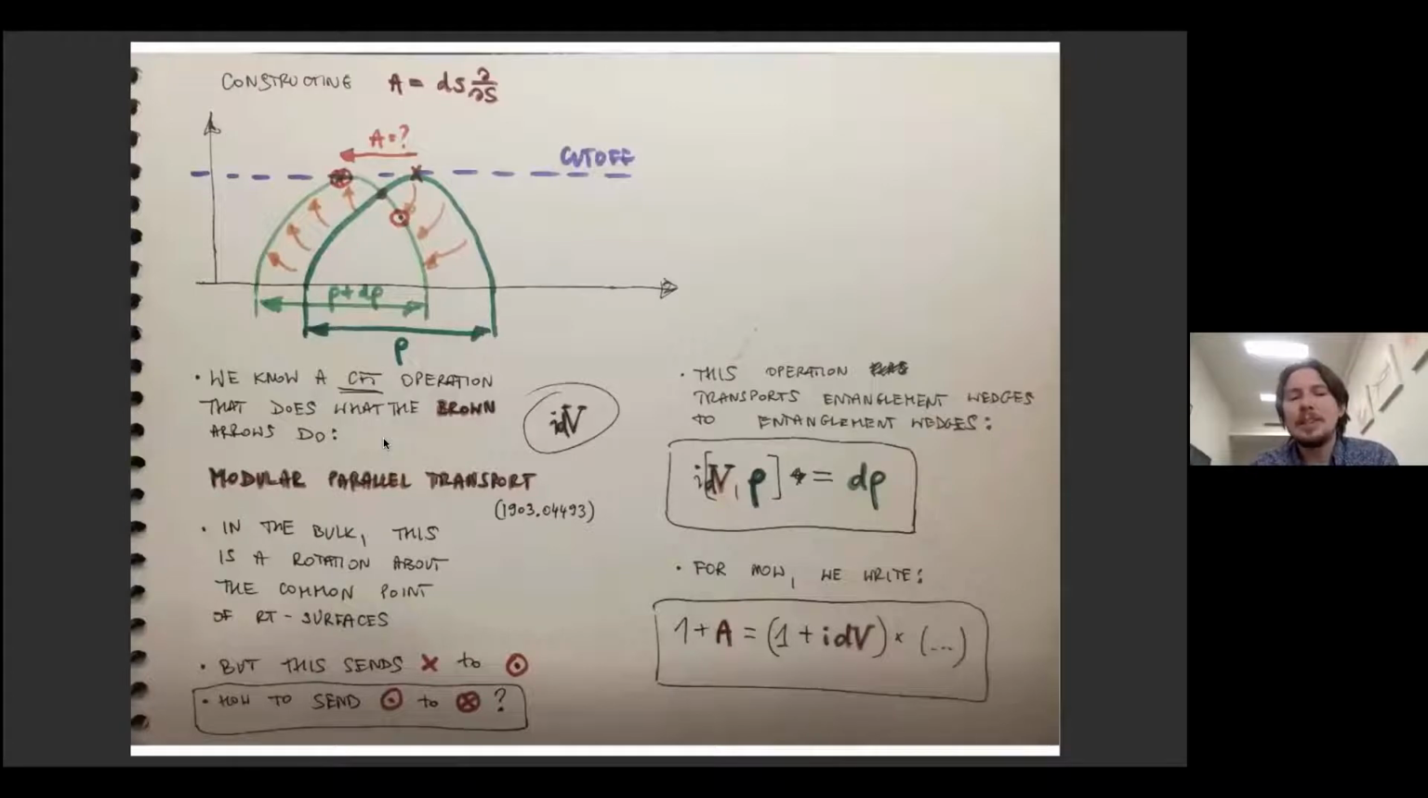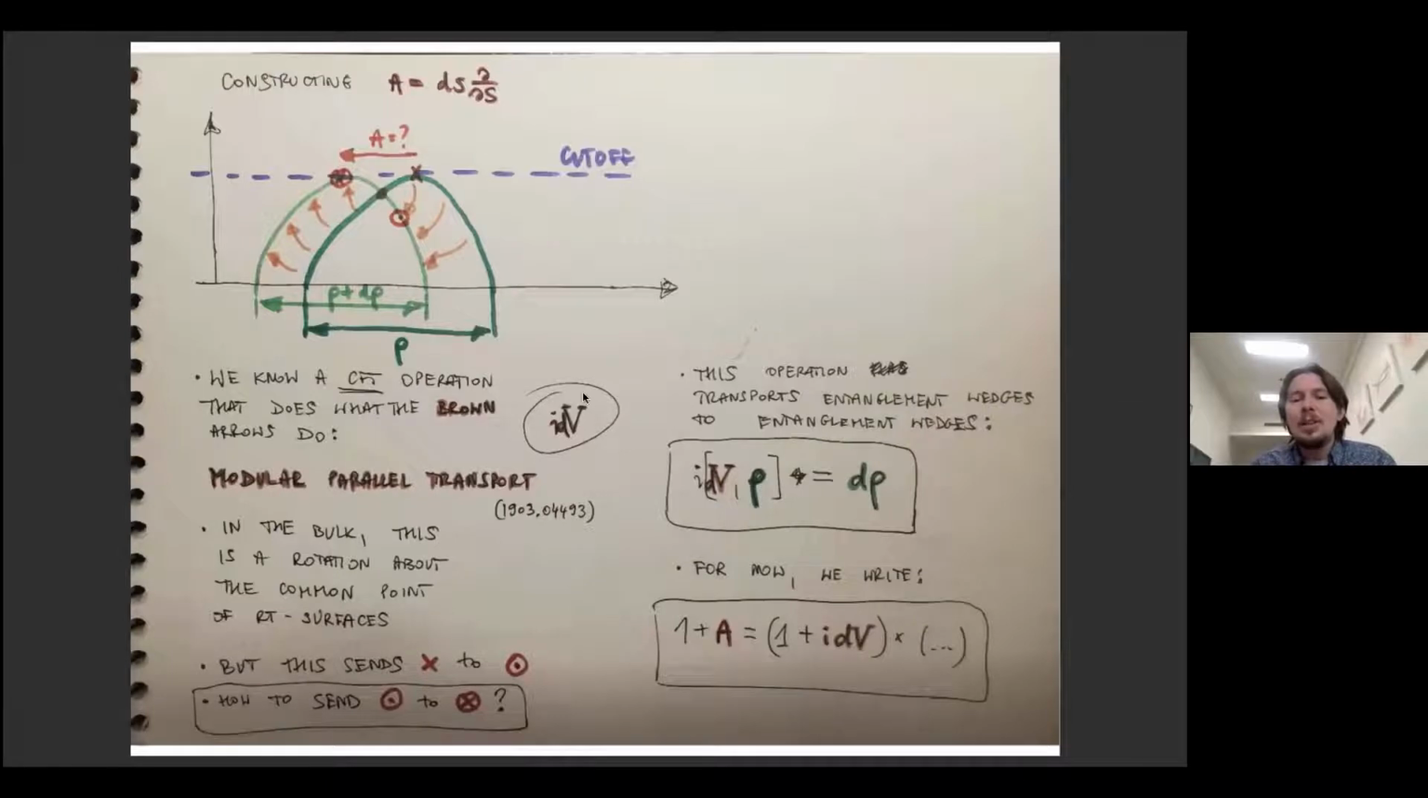One is modular parallel transport. I told you that's one of the logical starting points for this presentation. It turns out that we know a CFT operation which does what these brown arrows would do in the bulk. If I'm mapping one entanglement wedge to another, both of them relevant to the problem because they are tangent to my cutoff surface, there are various ways to map them, but one of them is just to rotate around their common point, where the RT surfaces intersect. If I want this point to get mapped to itself, that's called modular parallel transport, and we know exactly how to do it.